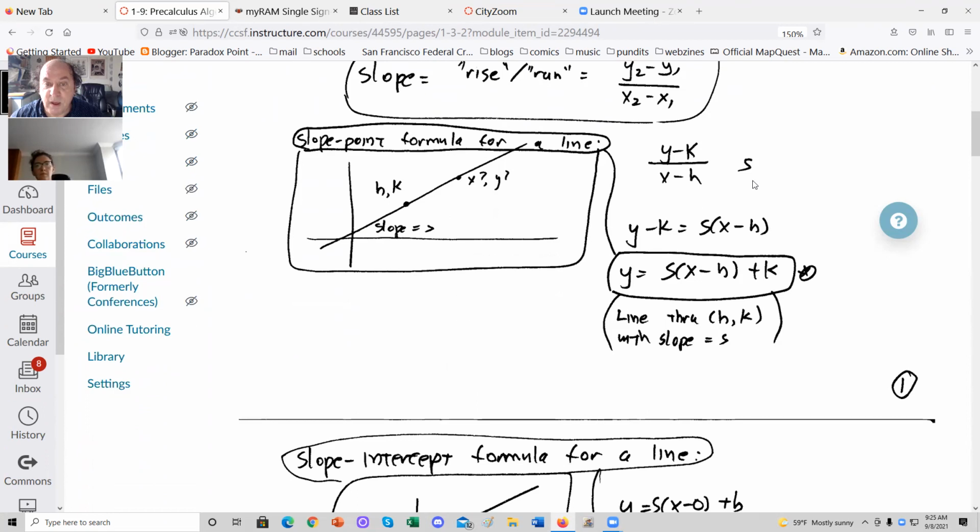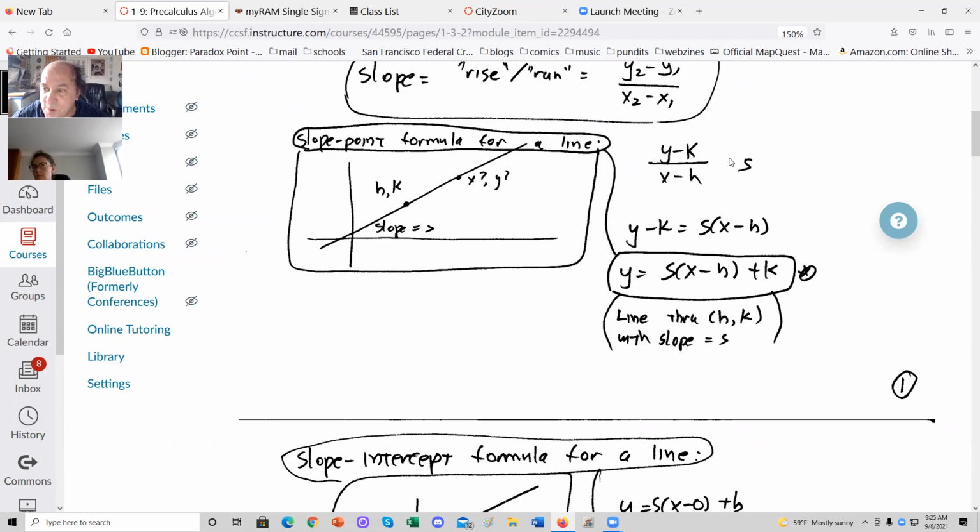Now there's a formula for a line that goes through h by k with the slope equal to s: y minus k over x minus h equals s. They usually use m for slope for reasons that are a complete mystery to me. Okay. So the equation is y minus k over x minus h equals s.